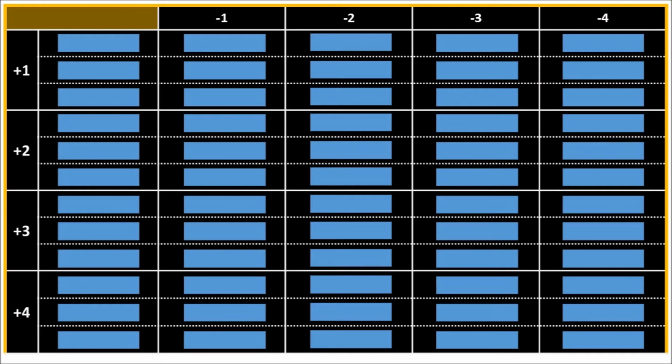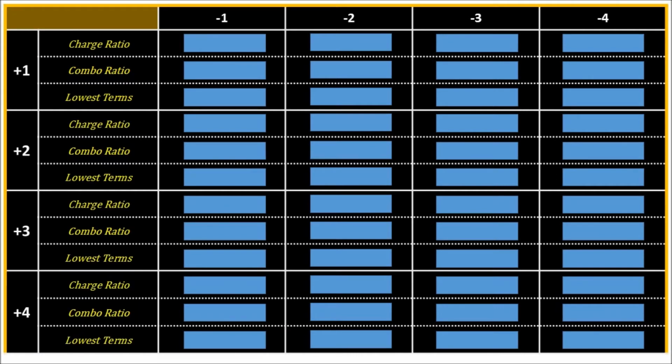So that first cell, you see there are 3 cells: +1, -1 will be the charge ratio, and 1 to 1 will be the combination ratio. You can see that the vertical column on the left is +1, +2, +3, +4, and then up top, -1, -2, -3, -4. We have the charge ratio, the combo ratio, and the lowest terms.